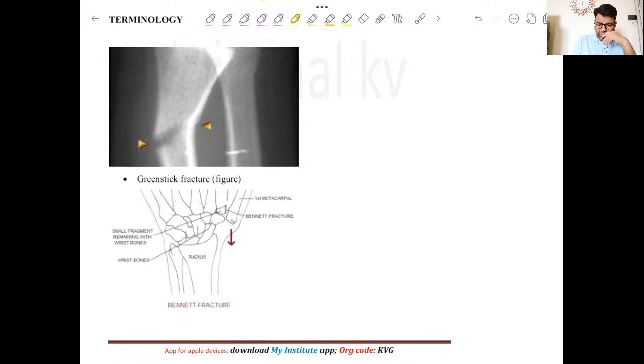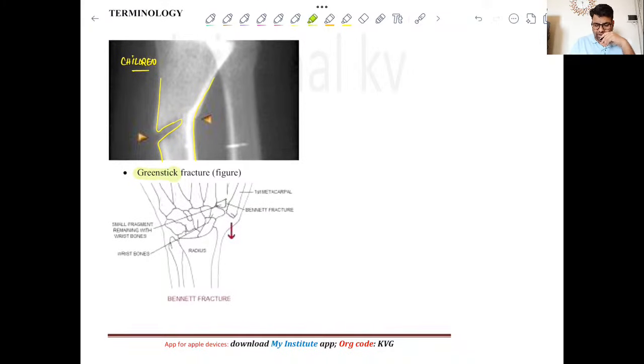There is one type of fracture which is exclusively seen in children, and here the one side cortex bends but the other side cortex breaks, right? So the fracture line is incomplete, and this is similar to when you try to break a green stick. So this fracture is also known as greenstick fracture, right? And this is seen only in children, not in adults.